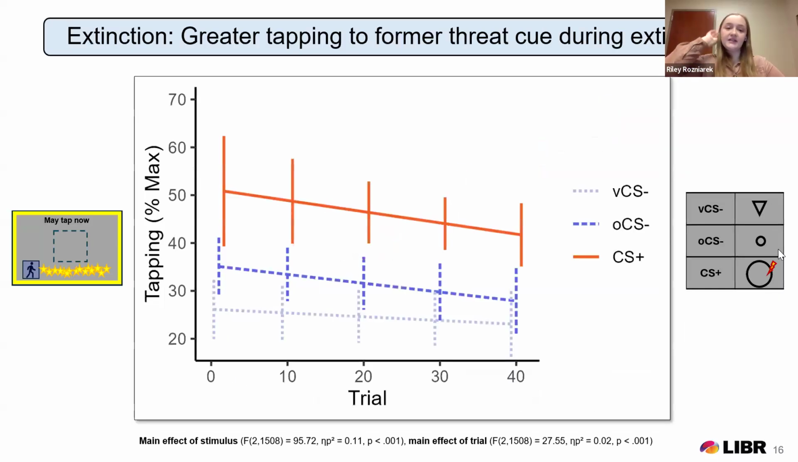And then finally, during extinction, when we take that threat away, we saw greater tapping to the former threat cue. And you can see in the graph, looking at their percentage of tapping, that they had the highest amount of tapping to the threat cue in orange compared to the safety cues in blue when looking across the trials of the extinction phase.